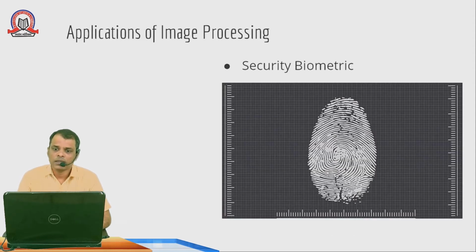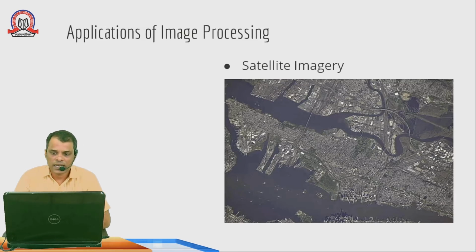Then there is security, biometrics. You are aware of these biometric systems where we can take attendance or open a room. So this is one of the applications of image processing. Then satellite imagery. The initial image is not clear, usually because it is taken from a very long distance. You get that image and process it to be clearer, so you will get this. So this is one more example of image processing.